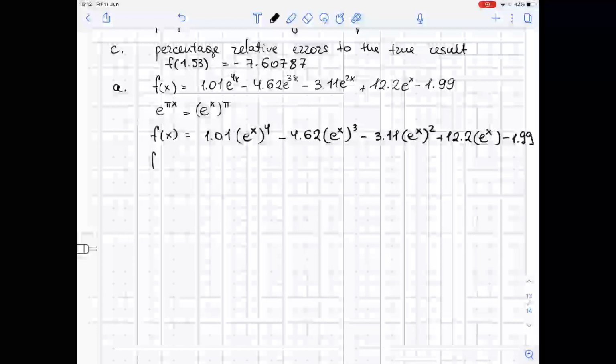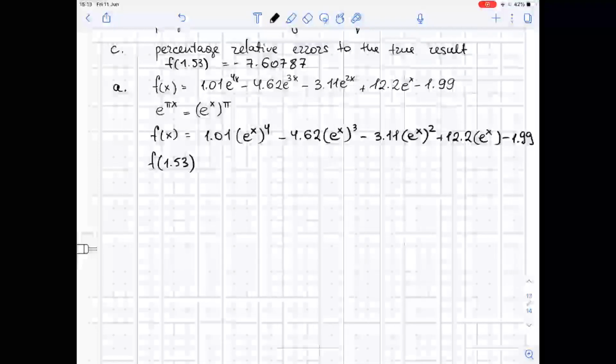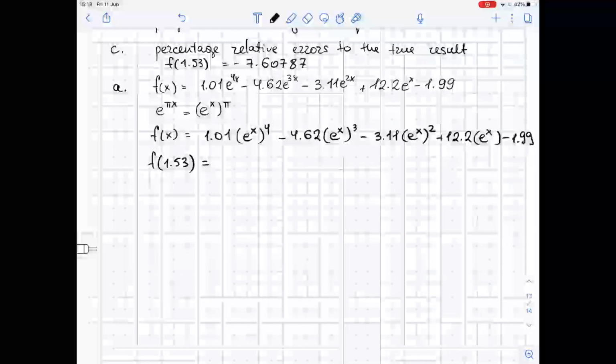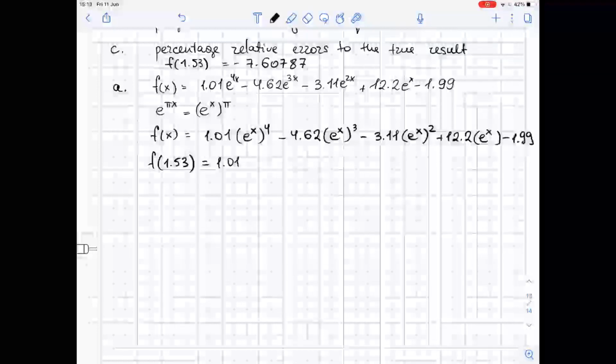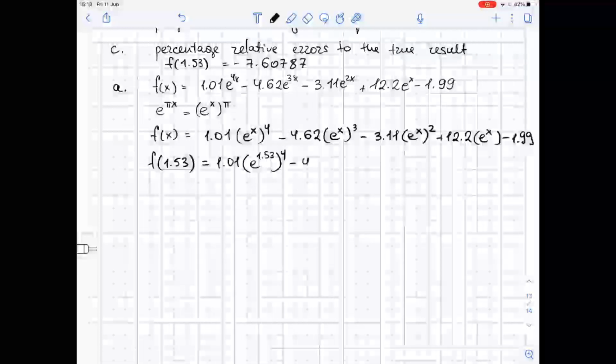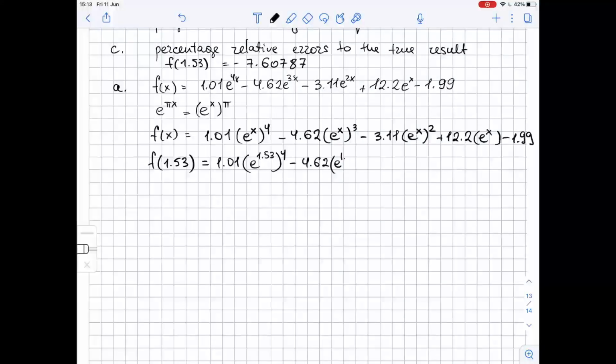Well, now we need to calculate f of 1.53. So we will just substitute 1.53 for all x's, and we will get 1.01 times e to the power of 1.53 to the power of 4 minus 4.62 times e to the power of 1.53 to the power of 3 minus 3.11 times e to the power of 1.53 to the power of 2 plus 12.2 times e to the power of 1.53 minus 1.99.